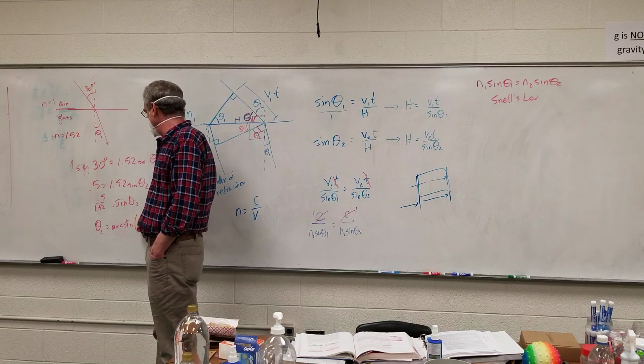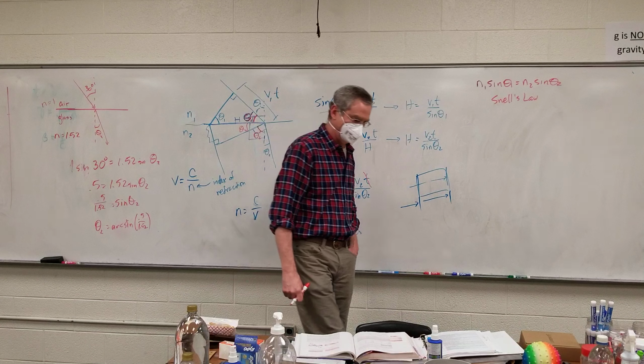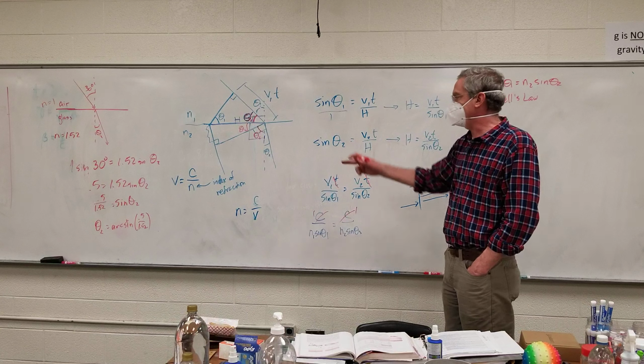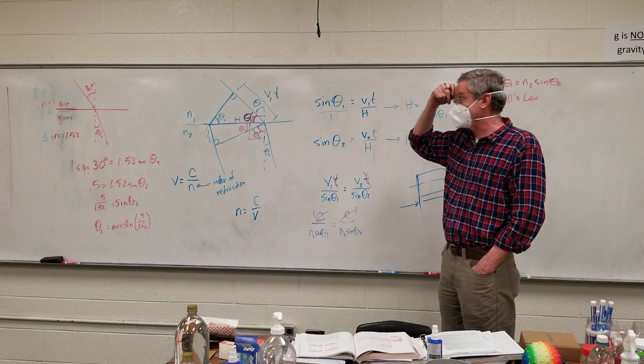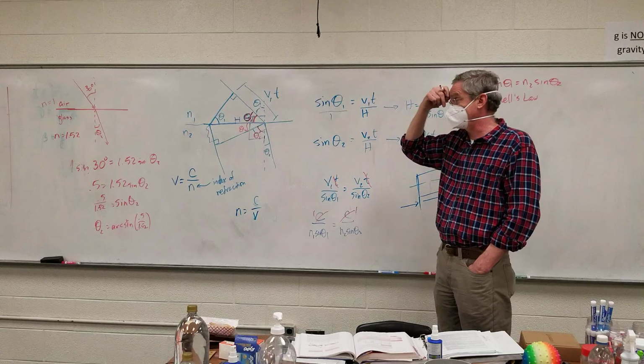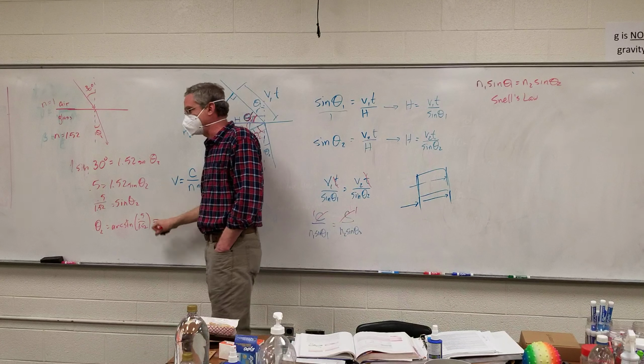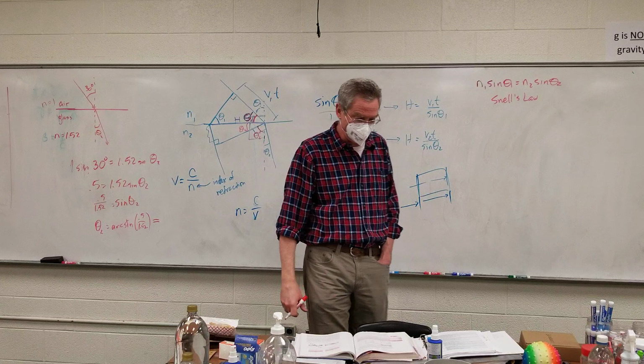of 0.5 over 1.52. So you have to be in radians? No, it doesn't have to be, because the 0.5 and the 1.52 are both unitless, and the ratio is also unitless, so it doesn't really matter. Degrees might be simpler, just because I think we're more used to degrees.